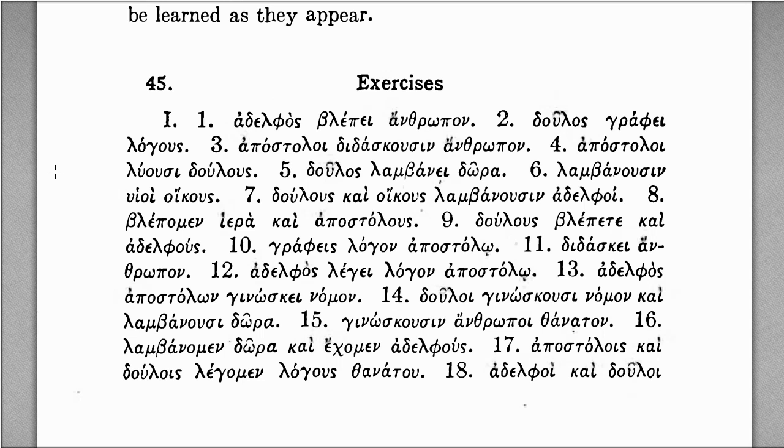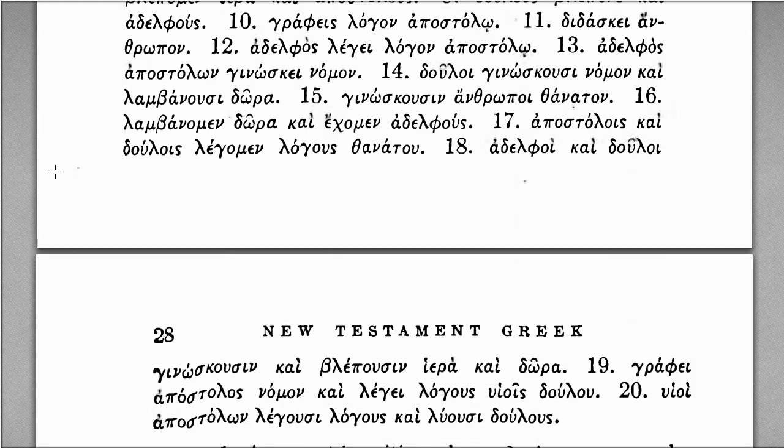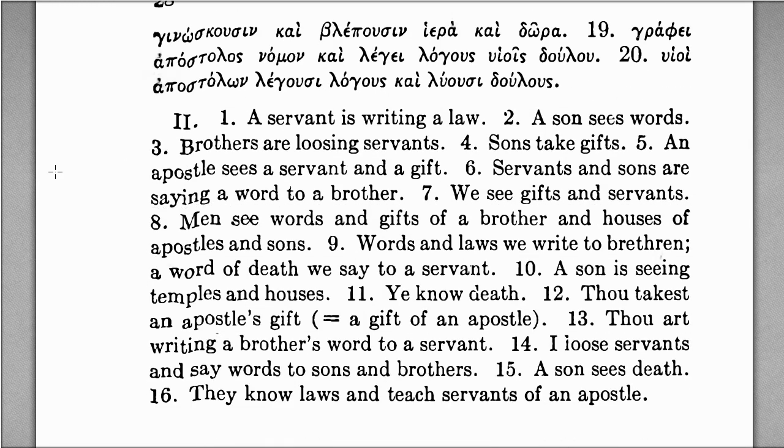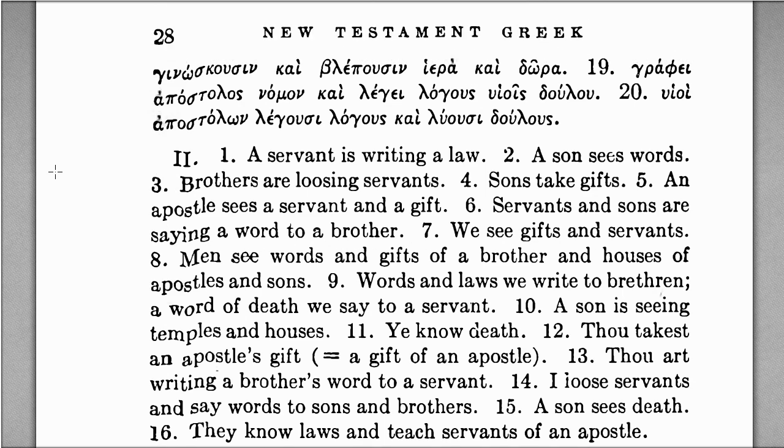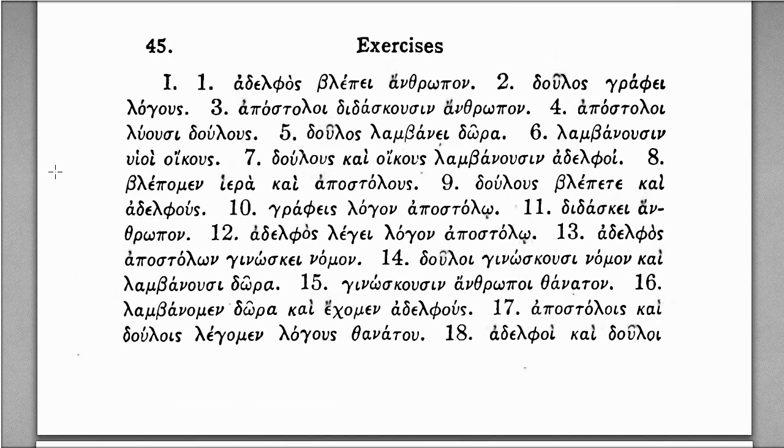Don't be fretted if you find a nu at the end of some of the verbs. It's called the movable nu. Speaking of exercises, paragraph 45, we have Greek to English in Roman numeral 1. We also have English to Greek in Roman numeral 2. If you would, for homework, stop and go through this. This will stretch your brain. This will help you learn the lesson a lot better. And let's have you translate Roman numeral 1, the Greek to English.